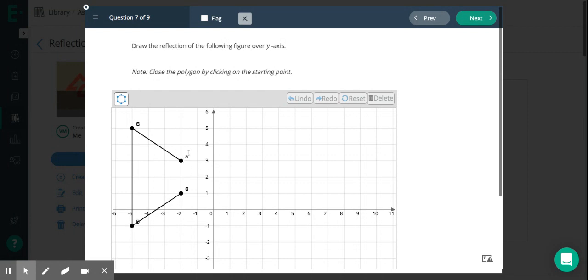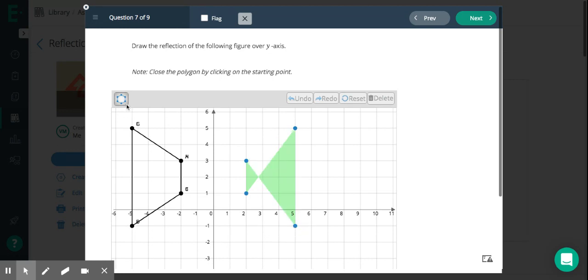All right, so we're going to start. I believe this is A, B, and then here is C, and then D. Okay, so I'm going to start with A. A is 2 units away. Remember, we're reflecting across the y-axis. So I'm going to go 2 in the other direction. And then B is also 2 units away. And then C here is 5 units away. So 1, 2, 3, 4, 5. And then D here is 5 units away. So I'm going to go 5 in the other direction. 1, 2, 3, 4, 5.